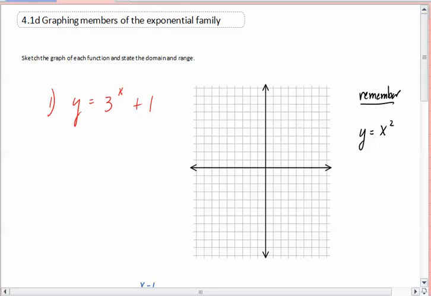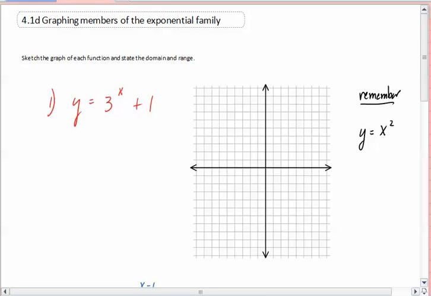Alright, so we're going to take a look at graphing members of the exponential family. If you haven't looked at the previous video, go ahead and look at that before you watch this one. We're going to sketch the graph of each function and state the domain and range.